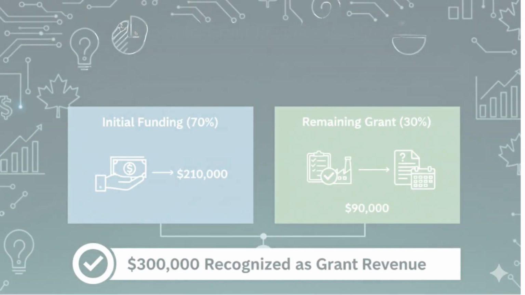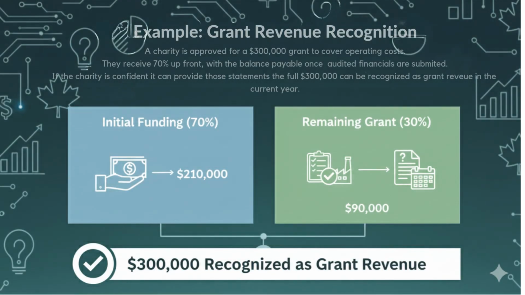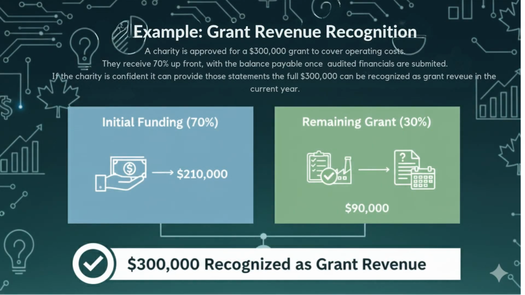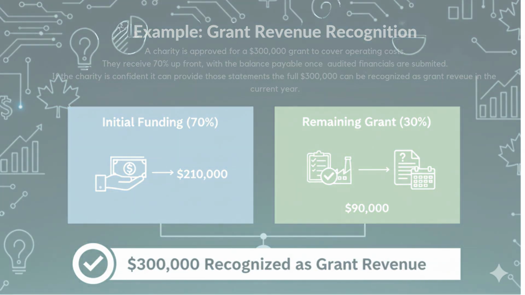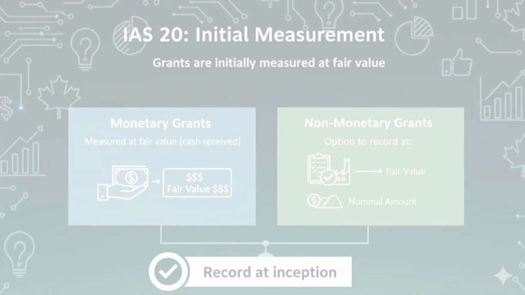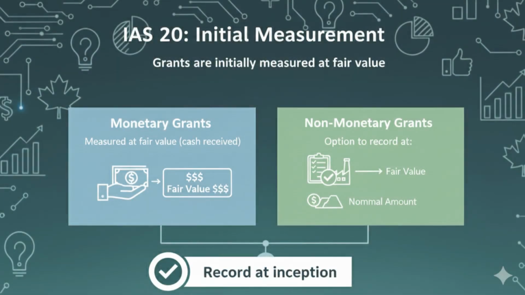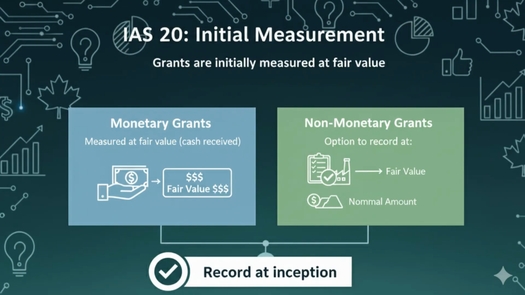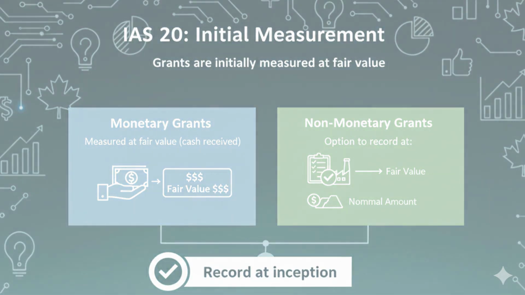For example, a charity is approved for a $300,000 grant to cover operating costs. They receive 70% upfront, with the balance payable once audited financials are submitted. If the charity is confident it can provide those statements, the full $300,000 can be recognized as grant revenue in the current year. Grants are initially measured at fair value, usually the cash received. For non-monetary grants like land or equipment, IFRS gives the option to record at fair value or a nominal amount.